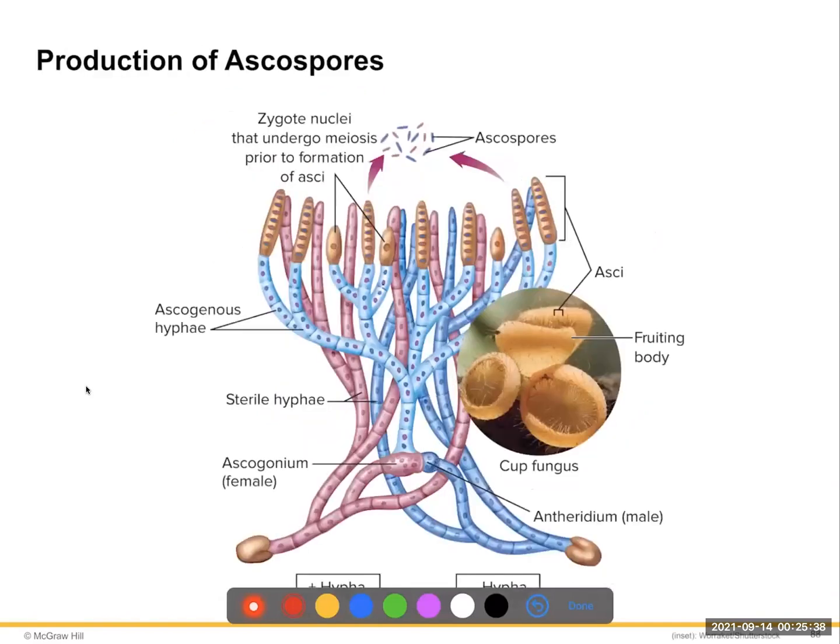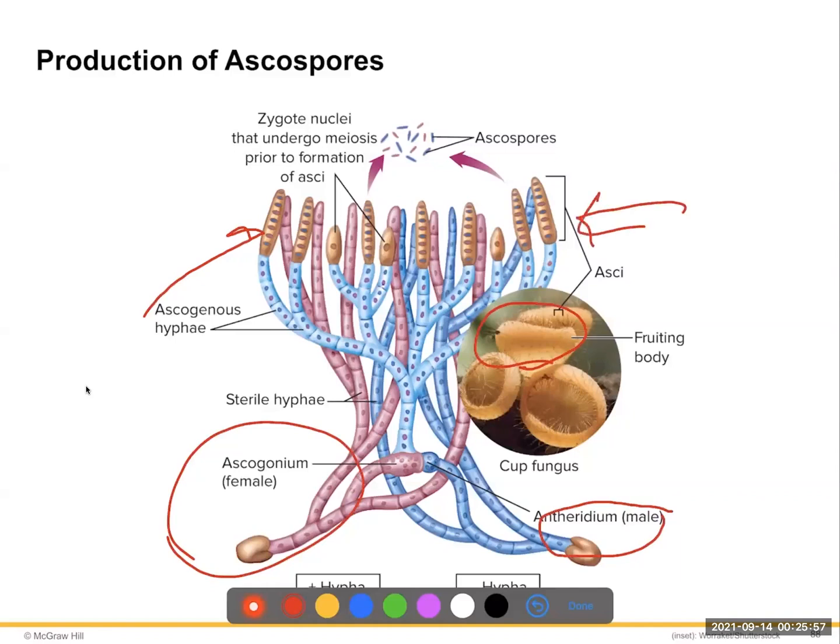Ascospores. Ascospores have a male and a female portion. They fuse together, they form these fruiting bodies, as the genetic material is mixed between the two as they're formed. And then they release these spores that are a combination of the two types of genetic material. So that's ascospores, how they're formed.